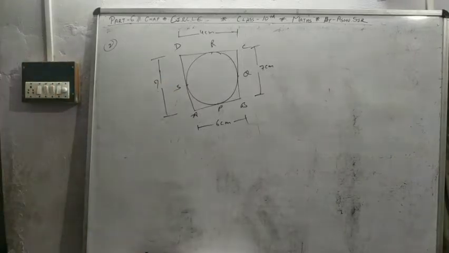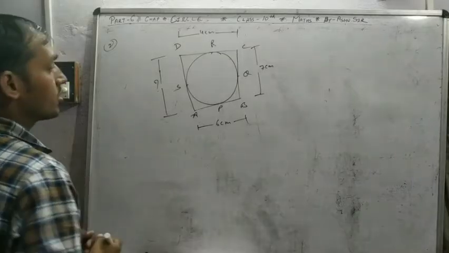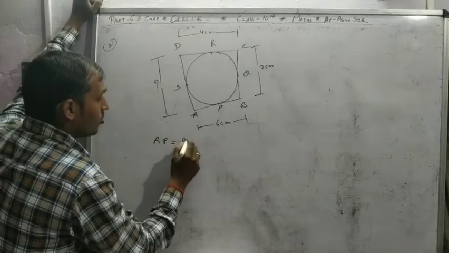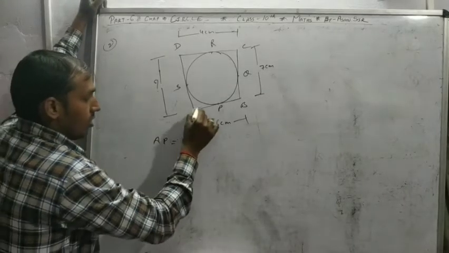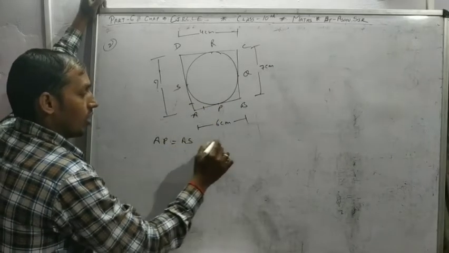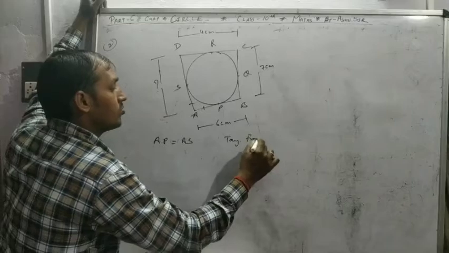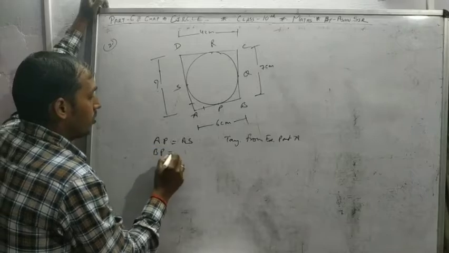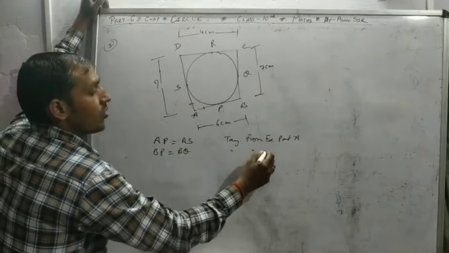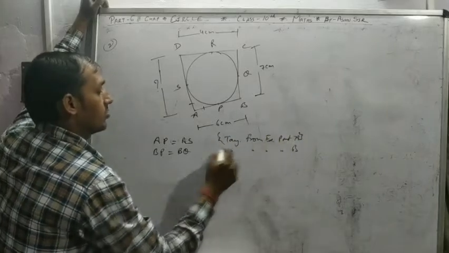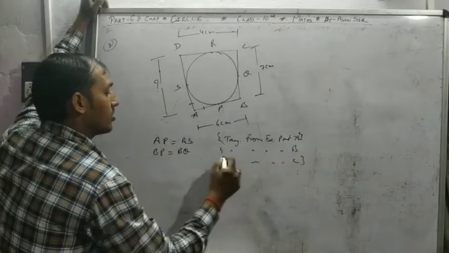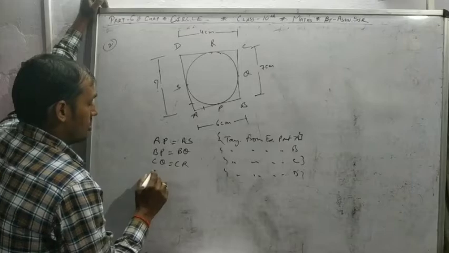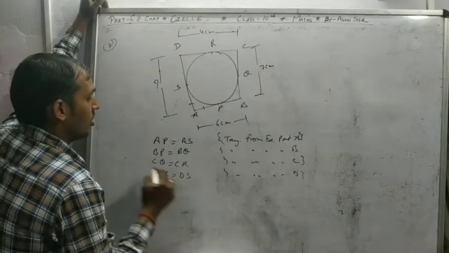So this is a very good question. Many times it comes in board examinations. If you start from here, AP is equal to AS, tangents from external point A. Same, BP is equal to BQ, tangents from external point B. Tangents from external points C and D: CQ is equal to CR and DR is equal to DS.